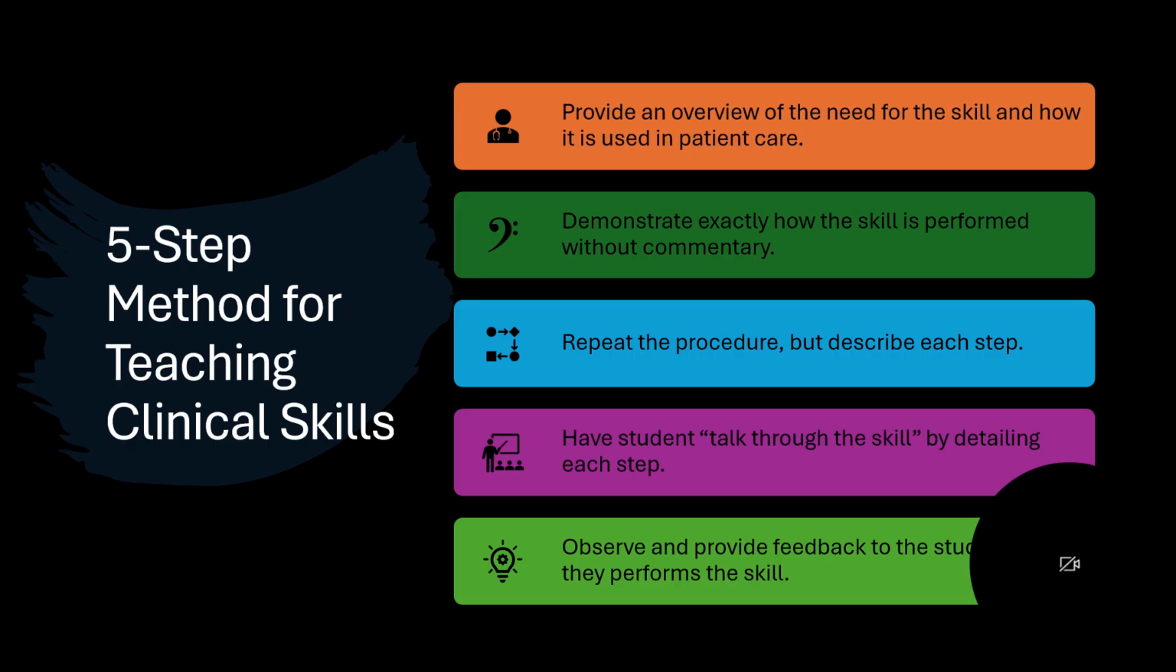Repeat the procedure, then describing each step that you would take to perform the skill. Then have the student talk through the skill by detailing each step. Finally, hand the patient over to the student and observe them completing the range of motion activity and provide feedback on where you see fit. The feedback could be anything from hand placement, patient comfort, or body mechanics.